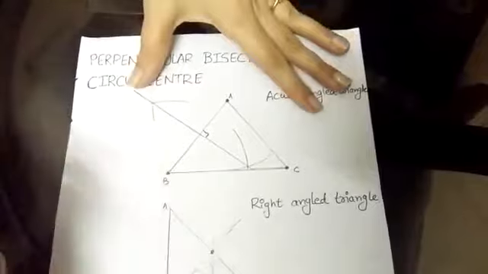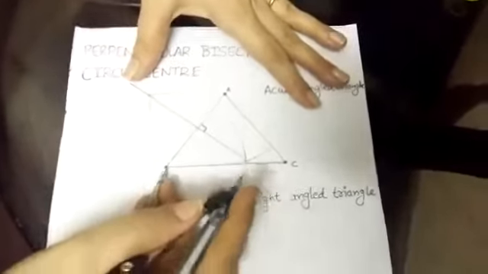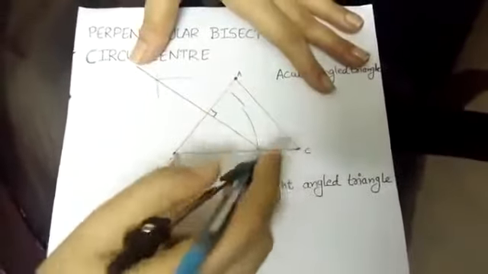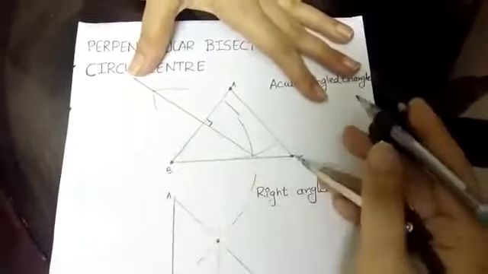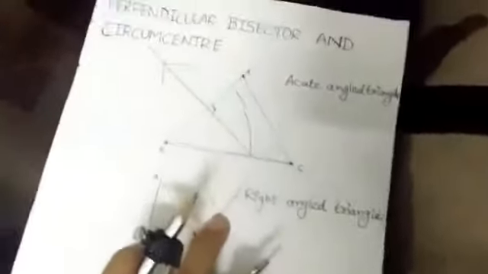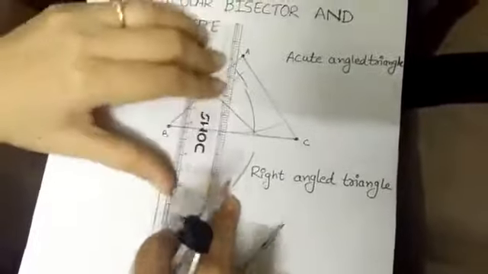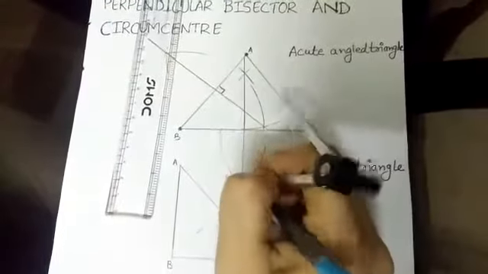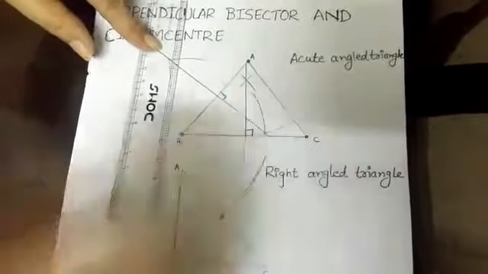Now for BC, same method, whatever the measurement of BC, open the compass more than half and keep the tip of the compass at B and then on the other point of the side, C, and in this way the two arcs should cut each other. They have cut each other. यहाँ थोड़ा सा नीचे आ गया बच्चे, and you have to join them with the help of scale. आपने उन दोनों आर्क को join किया. In this way you got the perpendicular bisector of the side BC.